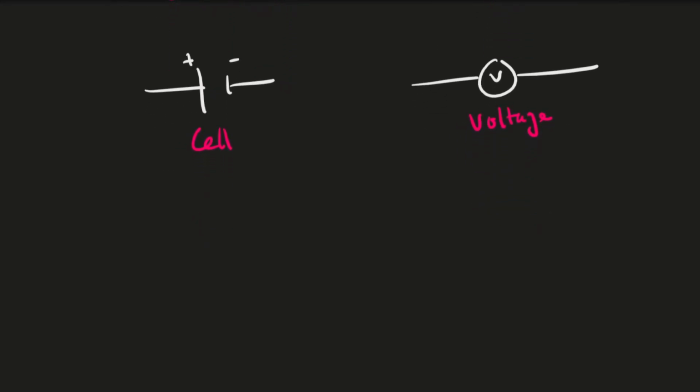And the next one below that, we'll actually draw an ammeter. An ammeter is like a voltmeter, but it measures current instead. So this is what we call an ammeter, and this should actually be called a voltmeter.